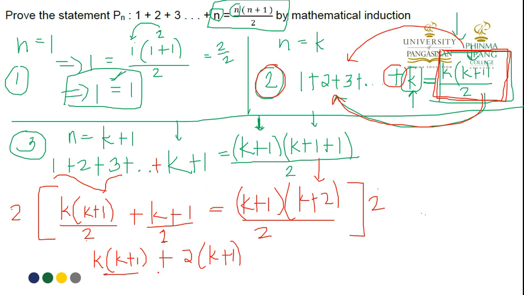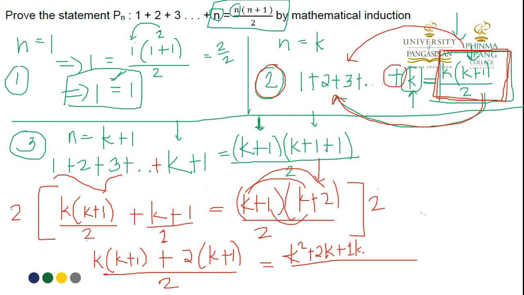Gets po? All over 2 yan. Di ba LCD natin 2? Next, dito tayo sa kabila. Alam niyo bang mag-FOIL method? What is k times k? K squared. K times 2? 2k. What is 1 times k? k. 1 times 2, 2. So, what is k times k? K squared, tama? Plus k, tama?